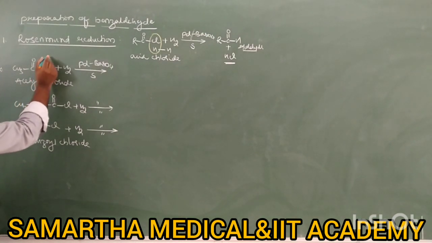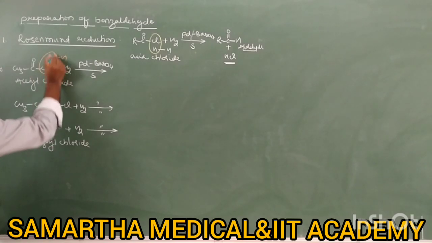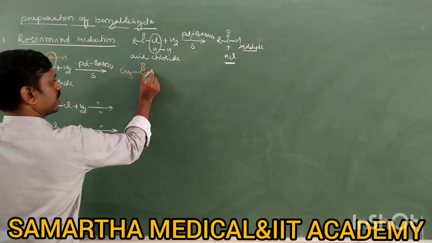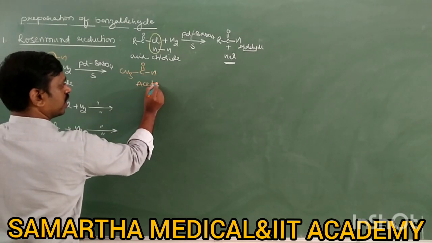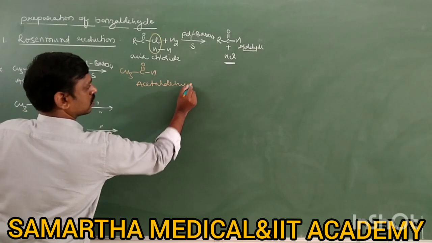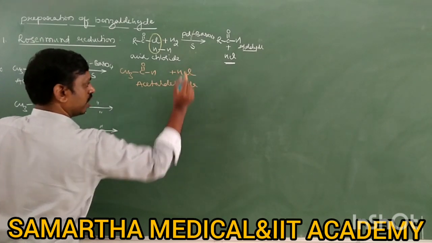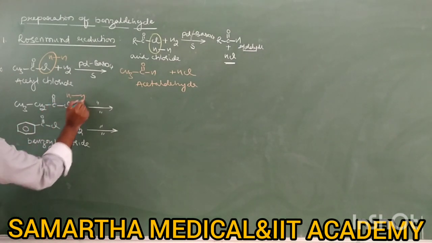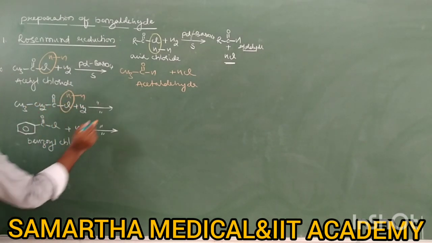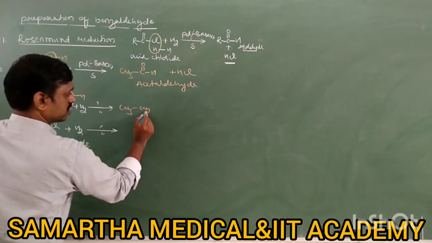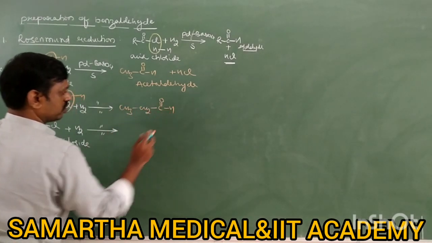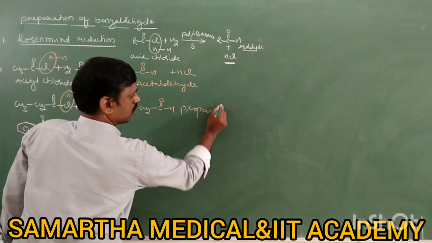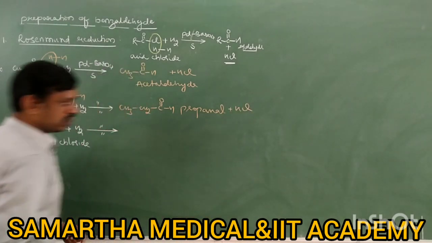Now here hydrogen H H, remove HCl, then the product is CH3 C double bond O H. This is called acetaldehyde, plus byproduct is hydrochloric acid HCl. Here also hydrogen, remove the H and Cl, HCl, then the product is CH3 CH2 C double bond O H, meth eth prop, it is propanal, plus hydrogen chloride.